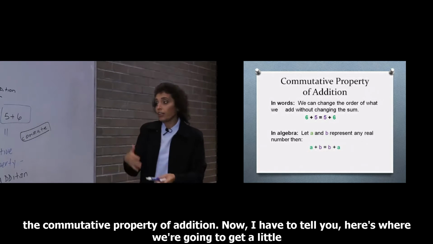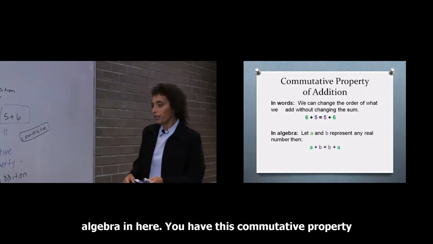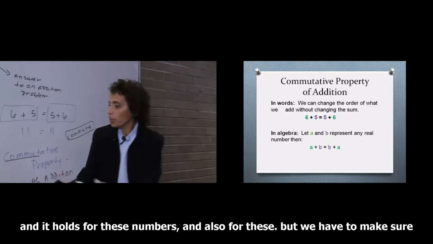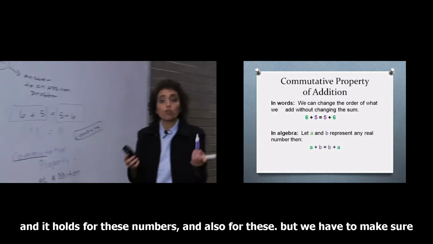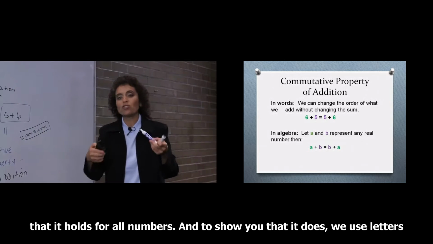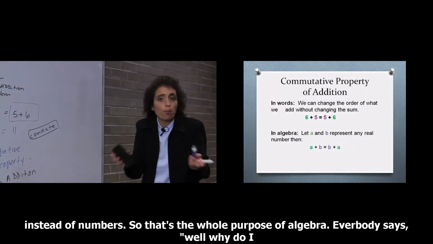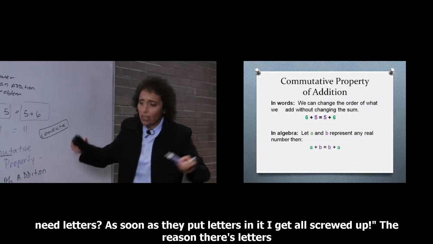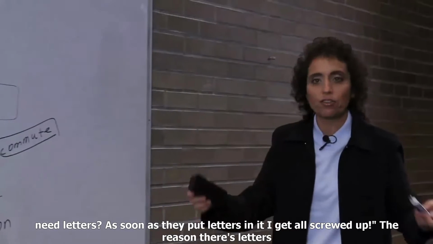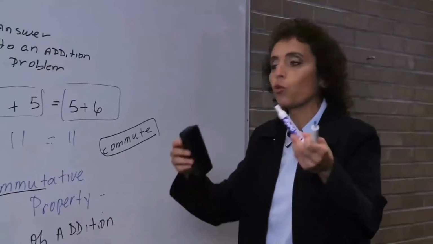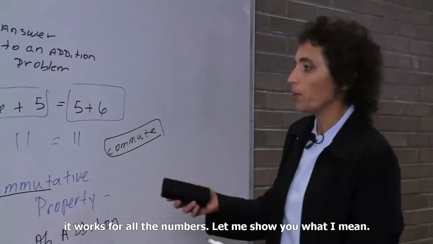Now, I have to tell you, here's where we're going to get a little algebra in here. You have this commutative property, and it holds for these numbers and also for these, but we have to make sure that it holds for all numbers. And to show you that it does, we use letters instead of numbers. So that's the whole purpose of algebra. Everybody says, well, why do I need letters? As soon as they put letters in it, I get all screwed up. The reason there's letters in math is because the letters represent numbers, and they're the general case. That means it works for all the numbers. Let me show you what I mean.